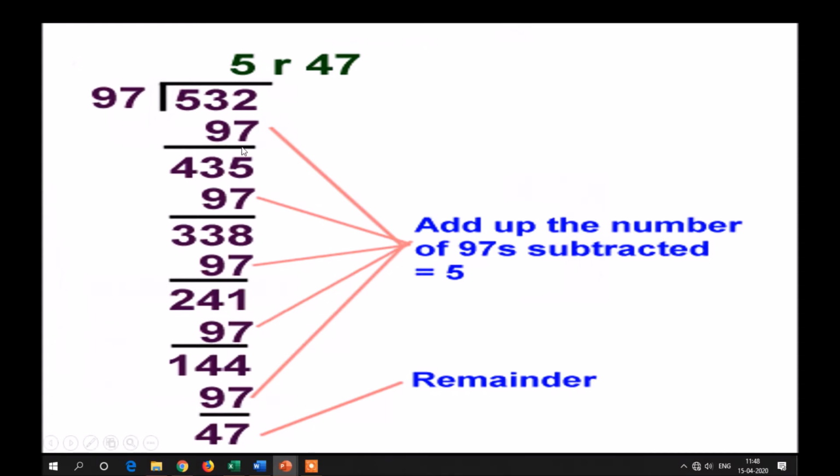So how many times have we subtracted? 1, 2, 3, 4 and 5. So we add up the number of times 97 was subtracted. So that is 5, and the remainder is 47. So the answer is 5 and the remainder is 47.